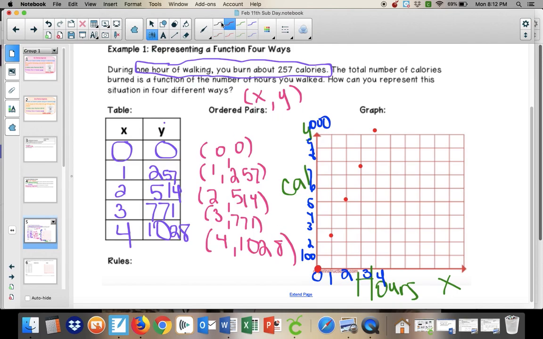Now our rule is basically saying, how do I go from 1 to 257, 2 to 514? Well, what did we already say? We take our x value and multiply it by 257. So y equals 257x.